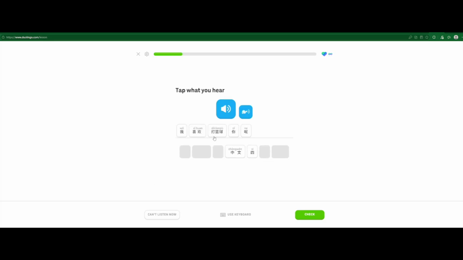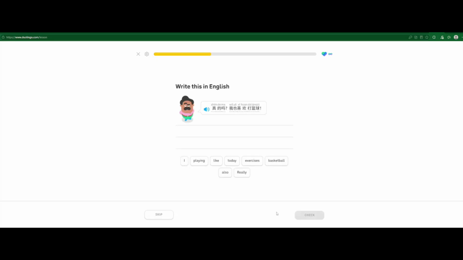Does anyone find 打篮球 very satisfying to say? 我喜欢打篮球，你呢？ Isn't that a satisfying sentence? 真的吗？我也喜欢打篮球.